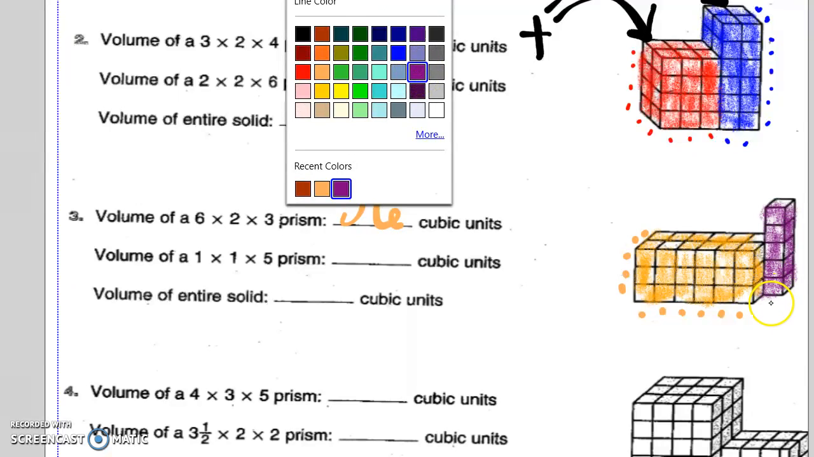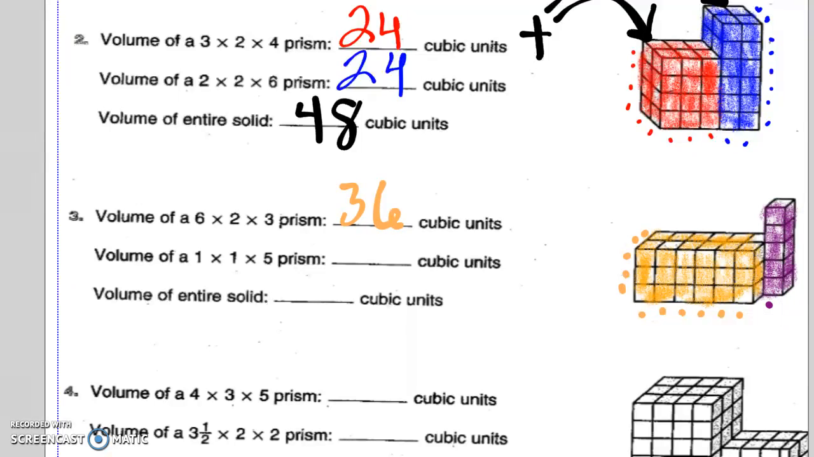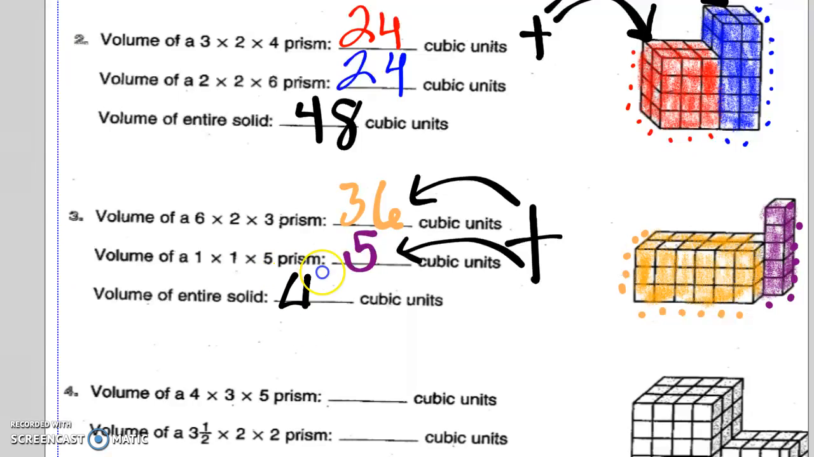Okay, this purple guy is 1 block wide by 1 block long by 1, 2, 3, 4, 5 blocks tall, and a prism that is 1 by 1 by 5 has a volume of 5 cubic units. Once again, we are studying additive volume. We are going to add the volume of prism 1 to the volume of prism 2, and we will end up with a grand total volume of 41 cubic units.